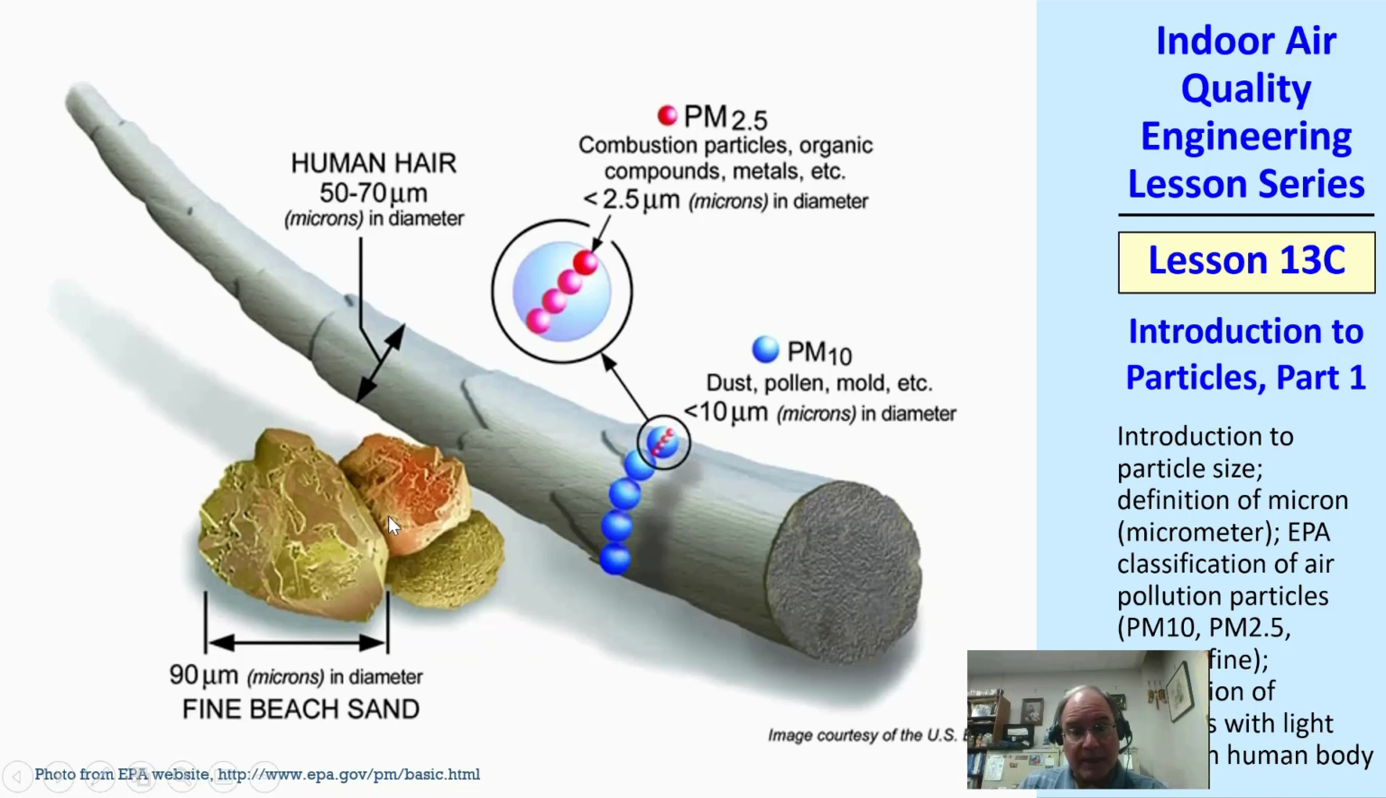And just for comparison, here's the really fine beach sand that you can barely see. I'm kind of a hairy guy, so I have lots of hair on my arms. If I go to the beach, I get these little tiny grains of sand caught in my hair. So those are around 90 microns, the smallest ones.